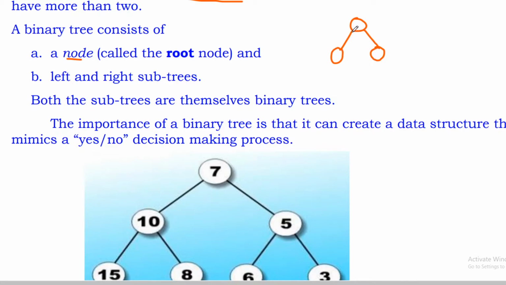Normally a binary tree consists of 3 things: one is a root node, and we have a left subtree, and we have a right subtree. So even the left subtree should have at most 2. Any node in the tree has at most 2 children. Every node can have a maximum of 2 children, or it can have 1, but never more than 2. Such collections of nodes or such trees are called binary trees.